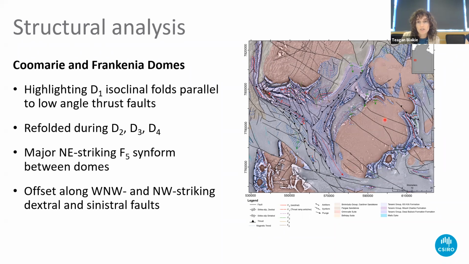And then between these two major domes, you also have the large F5 synform, and I'll go through the other deformation events associated with this nomenclature in the other areas within the interpretation area. The latest deformation event within the area is characterized by these major west-northwest striking strike-slip fault zones. Here we see dextral displacement of both magnetic strata, major fault structures, and the truncation of earlier fold hinges.